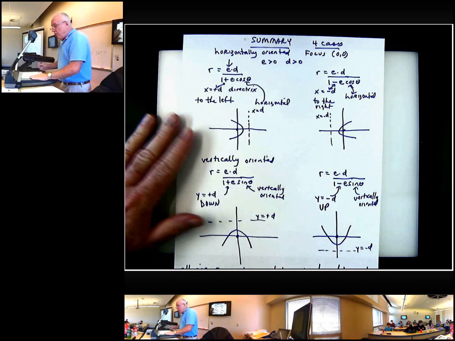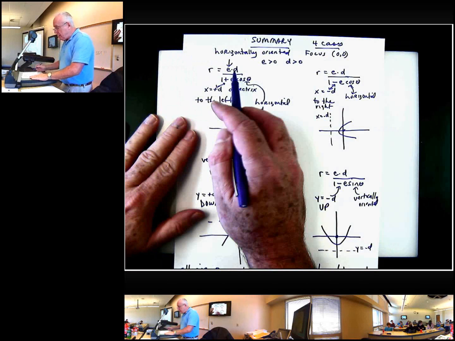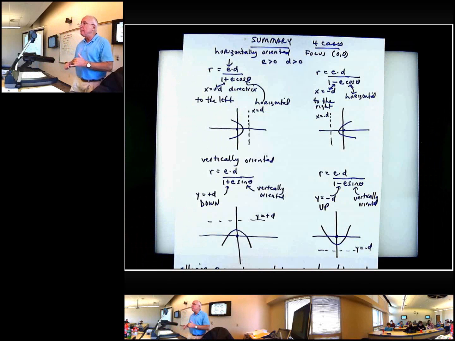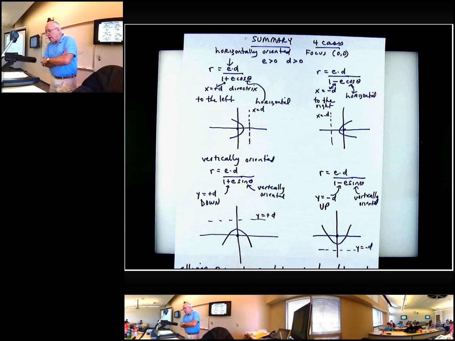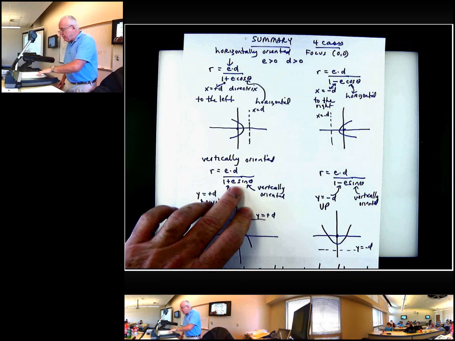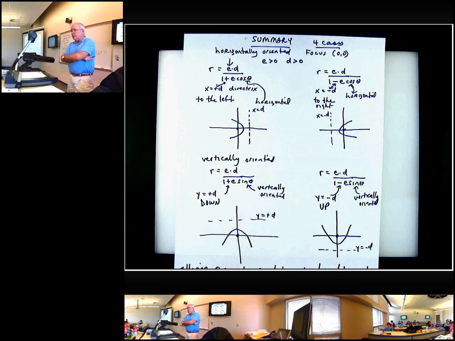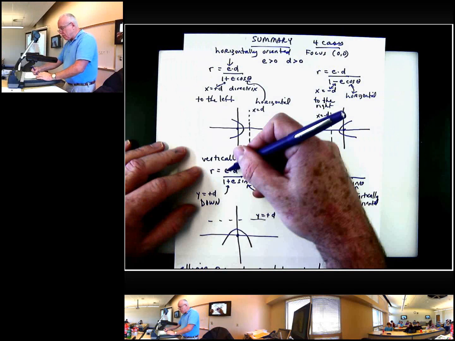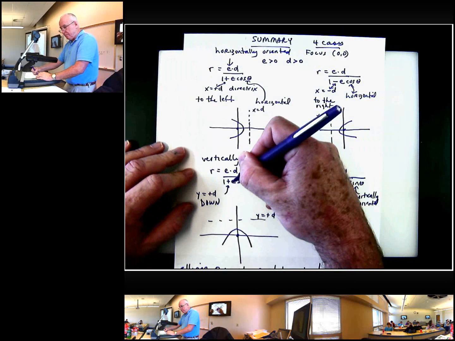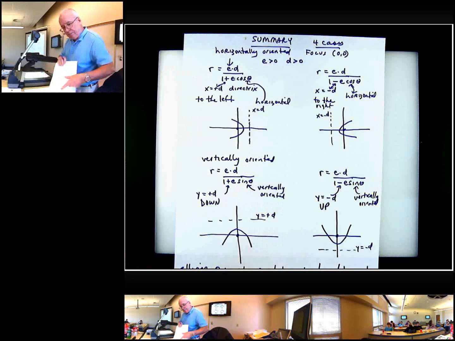Notice the top is the same thing, ED. That's the eccentricity times the directrix. But that D is always positive. So the directrix could be a negative D, but that is the positive number. That number is always positive. Then below we either have 1 plus or minus E sine theta or E cosine theta, where E is the eccentricity. So we have eccentricity on both the top and the bottom. So let's look at this first example.